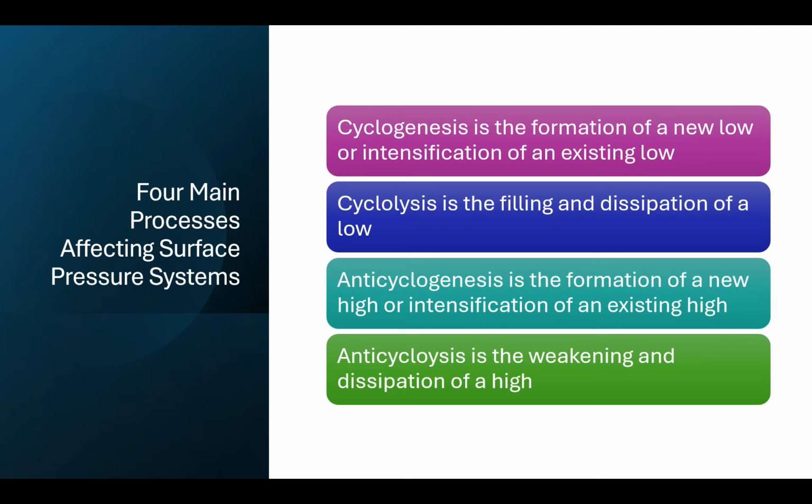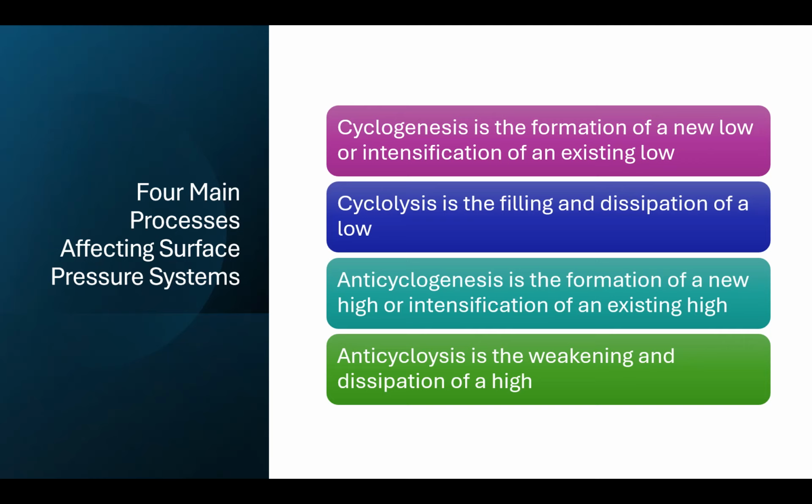All right, so there's four main processes that are affecting surface pressure systems. Let's get into the definitions of the four terms from the previous slide. When we talk about intensity changes of pressure systems, both low and high pressure systems across the mid-latitudes, cyclogenesis is the formation of a new low pressure, or it can be the intensification of an existing area of low pressure. Then you have cyclolysis. It's the filling and dissipation of a low pressure.